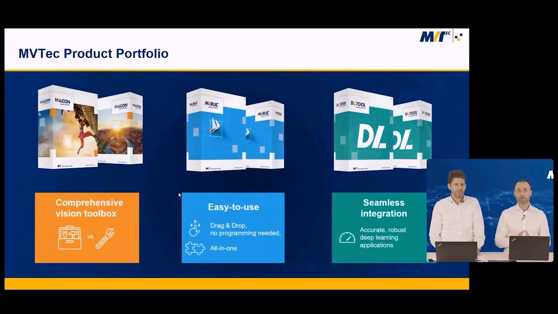Very brief overview of our product portfolio. So in total, we have 3 different products. We have our comprehensive vision library. You can imagine this like a toolbox for all things you want to do in the field of machine vision. Here, either rule-based or also deep learning-based, you find everything basically to solve your machine vision applications. This is rather addressing experts.